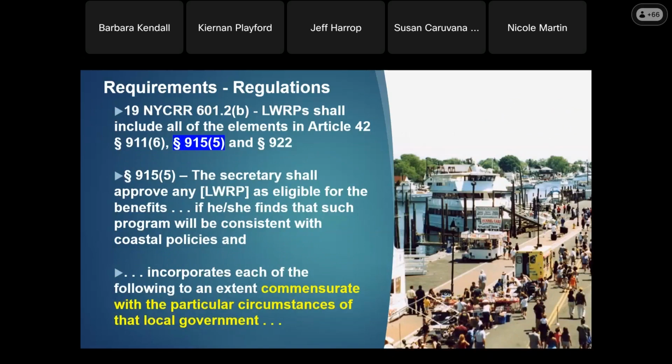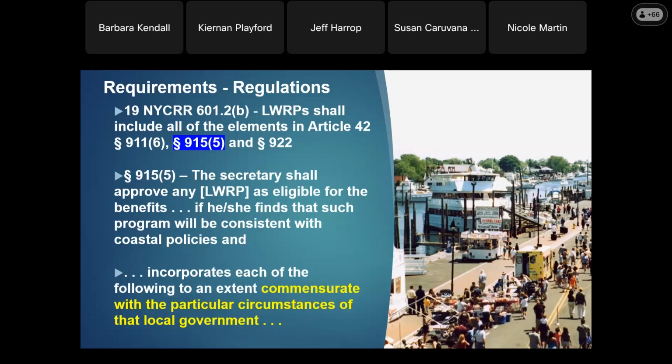Additionally, 19 NYCRR 601.2 points back to Article 42, sections 911.6, 915.5, and 922 for the elements that must be included in an LWRP. The requirements in 915.5 are very important because they're used to evaluate whether the LWRP has all the content needed so that it may move forward to 60-day review.